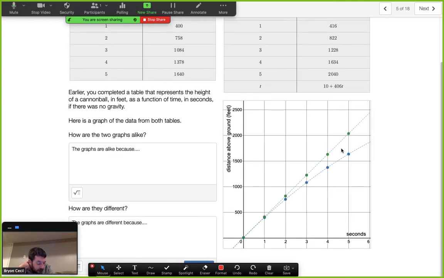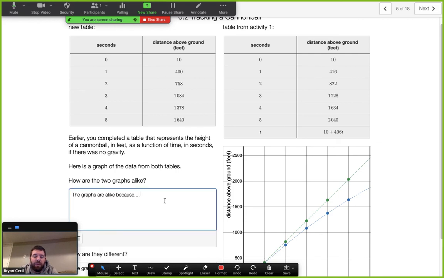Okay, now how are they both alike? Well, they both represent distance above ground after t seconds, right? And they both start at 0, 10. That's where it's shot.